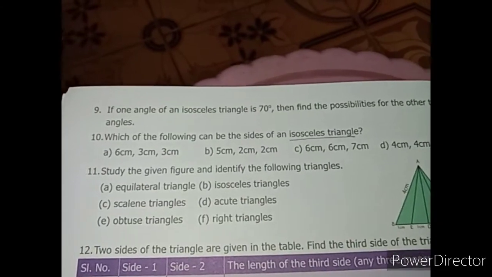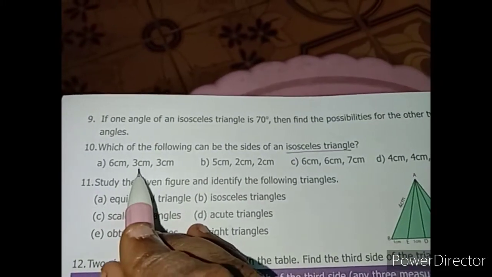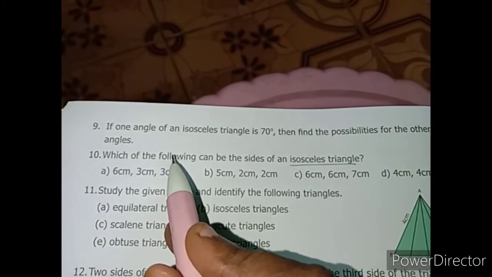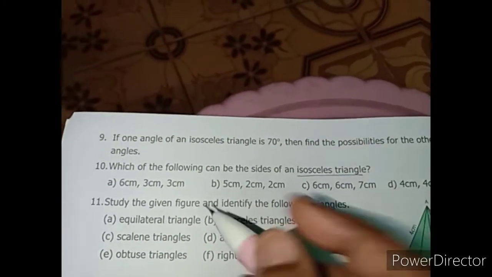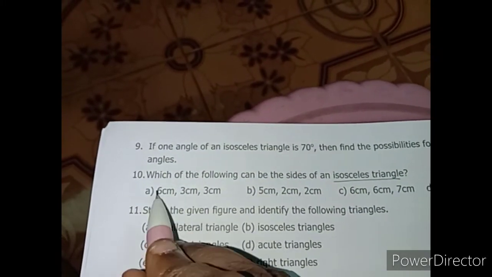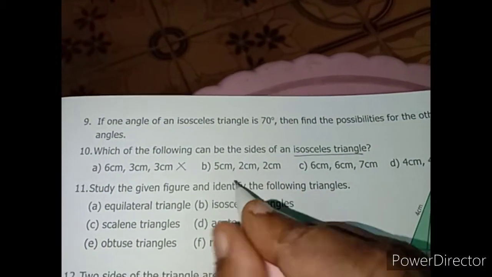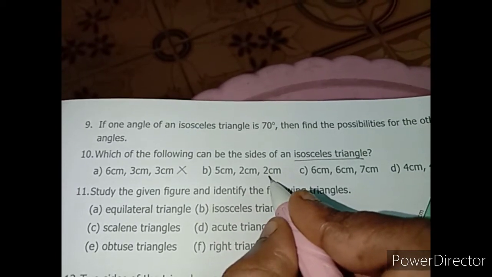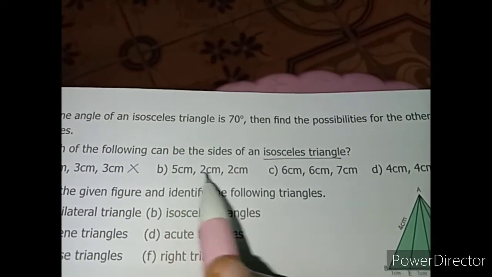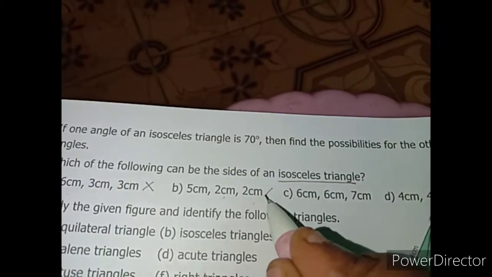So what is the first thing we have found, the first exercise we have seen this. When you add the two sides, the other side should be less than the sum of the first two sides. If you see, 3 plus 3 is 6. The third side should be less than 6, but it is equal to 6. So we cannot form a triangle. 2 plus 2, it is 4. Sorry, if you see, 5 plus 2 is 7, but the third side is only 2. So we cannot form here also.